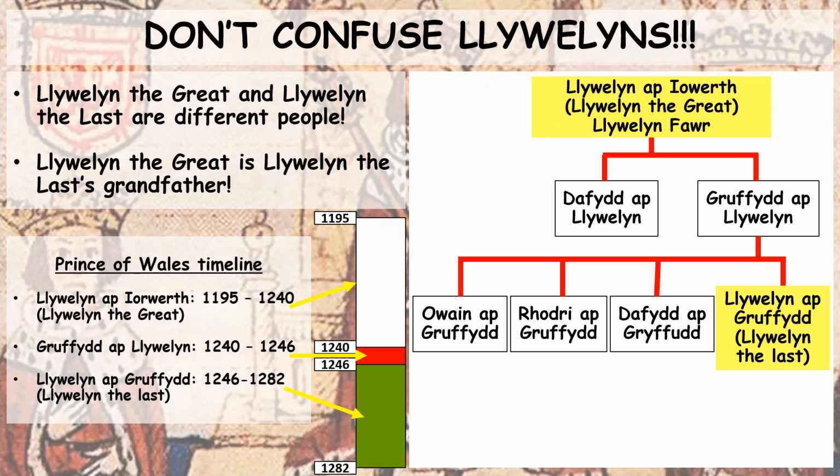They are different people. Llywelyn the Great is Llywelyn the Last's grandfather. You can see here on a family tree on the right-hand side, Llywelyn ap Iorwerth is Llywelyn the Great, and Llywelyn ap Griffith is Llywelyn the Last. We will be studying Llywelyn ap Griffith. You can also see here a timeline of how they ruled as the Prince of Wales.